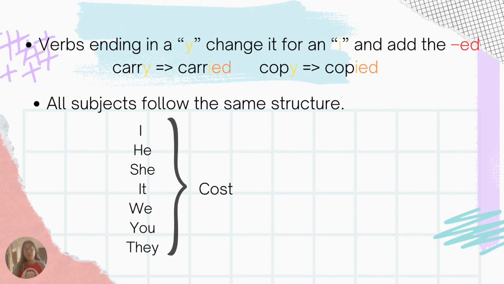And all subjects follow the same structure. With all the pronouns, we use the same verb. It does not change for the second person or for the third person singular, and it will happen with other verb tenses. That's how it works: he cooked, she cooked, it cooked, we cooked, you cooked, and they cooked.